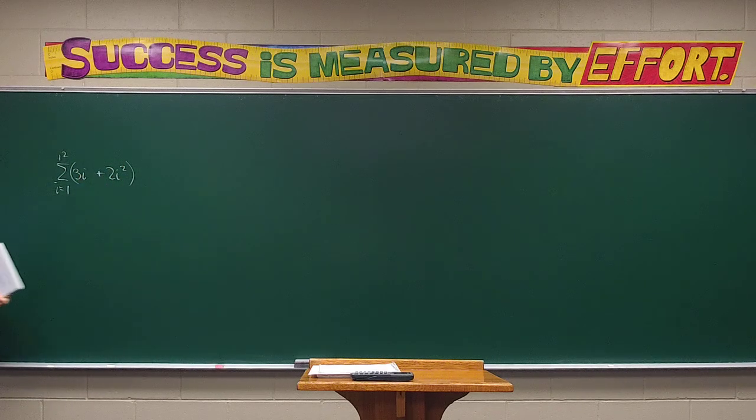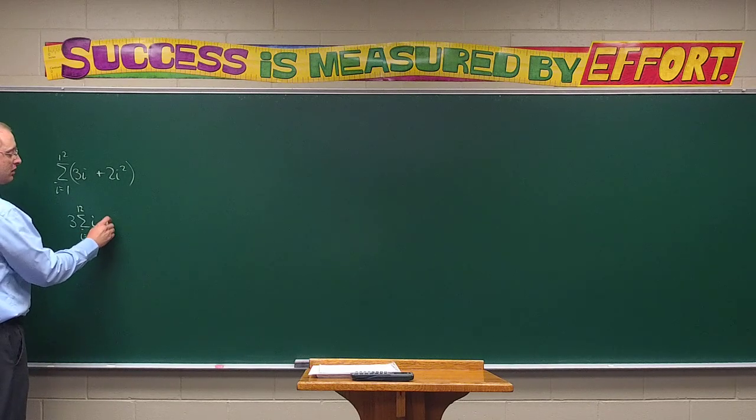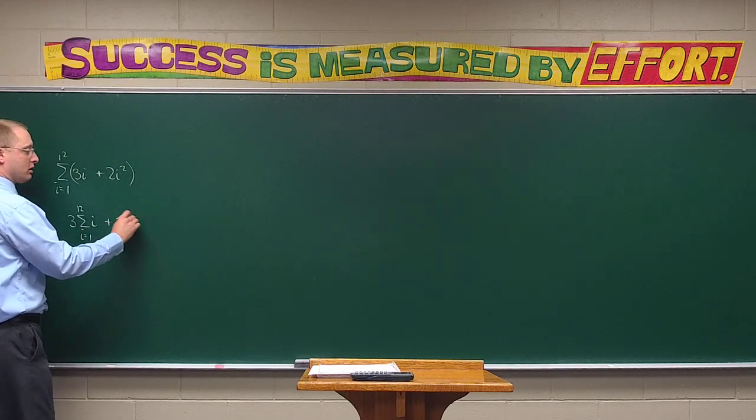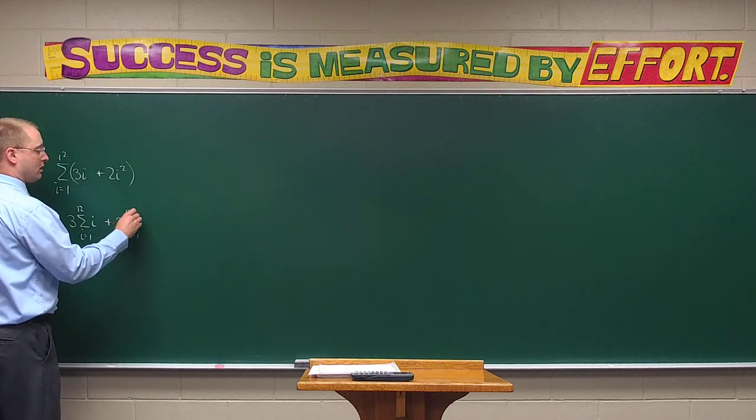And what did we need to do with this rather complicated argument here? Maddie? And what do we separate it out to using a couple of different distributive properties? Michael? 3 series of i from 1 to 12 plus 2 series from 1 to 12 of i squared.